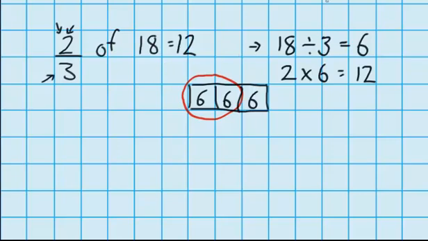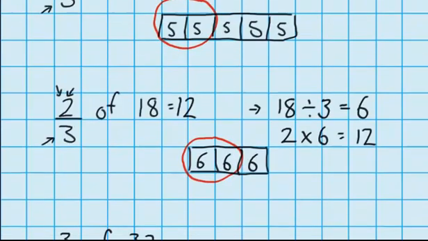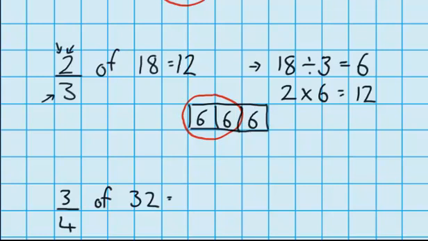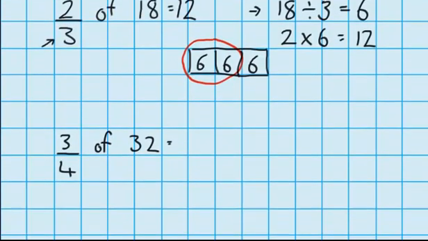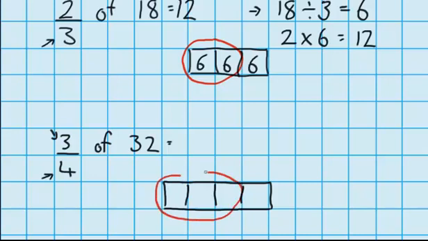Let's try one last question. This time I've got 32 candles shared around a cake, and I want to work out how many candles must be on 3/4 of the cake. So my denominator tells me my cake is split into 4 pieces, so I draw my rectangle and split that into 4 pieces. My numerator tells me I'm interested in 3 pieces, so I'm just going to circle those 3 pieces here.